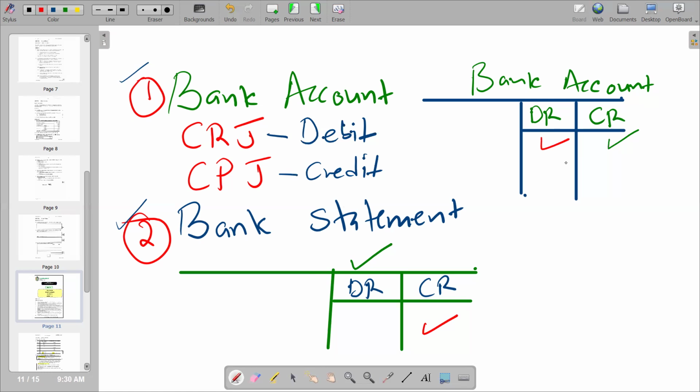In terms of favorable balances between the two documents, in a bank account the favorable balance will be a debit balance, and in the bank statement the favorable balance will be a credit balance. Let's just take note. The opposite is true: an unfavorable balance in the bank account will be on the credit side, and an unfavorable balance on the bank statement will be on the debit side. Those are some of the key points that we have to take note of.